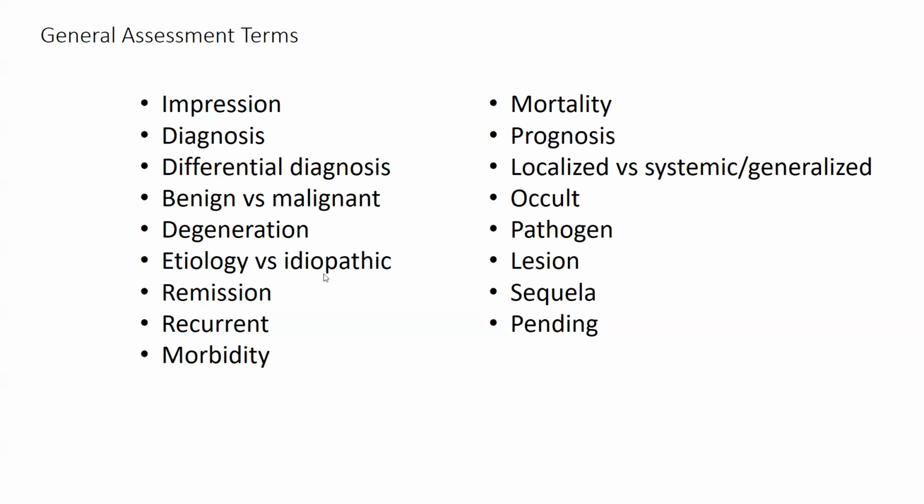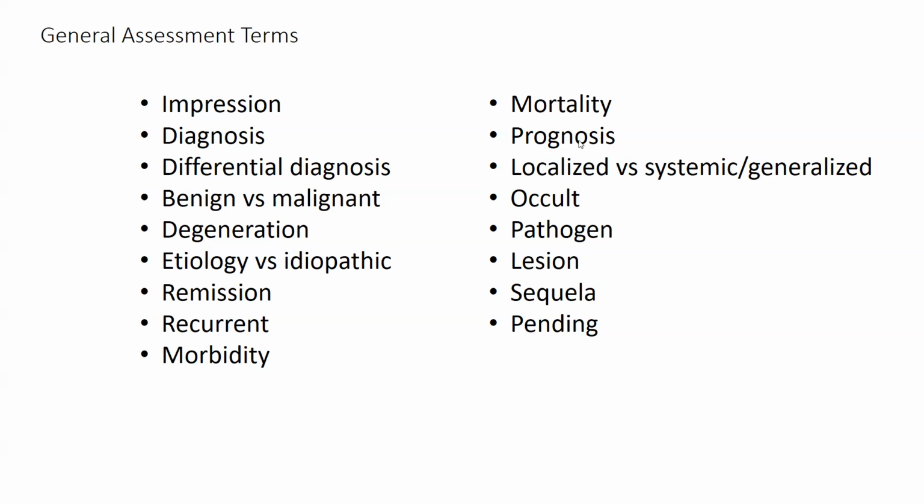Etiology versus idiopathic. So etiology is the study of what's causing things. Where is this coming from? Idiopathic, this idio comes from the same root we get the word idiot. And it literally means not knowing what's causing the disease. Sometimes things can go into remission, which means the symptoms abate and it seems to have gone away. But they can be recurrent, which means it's come back, it's reemerged. Morbidity is your risk or your odds of further illness or disease. Mortality is your odds or risk of death from this problem.